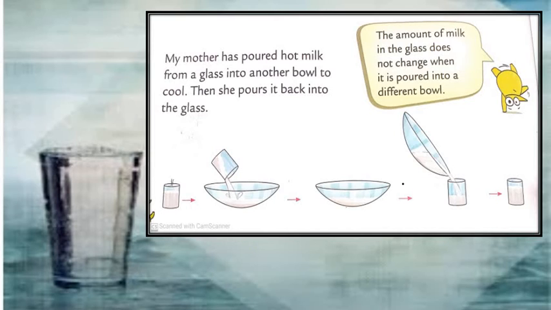What is your observation? In this whole process, what is your observation? The amount of milk in the glass does not change when it is poured into a different bowl. Means the milk remains the same. The amount does not decrease or increase during this whole process.